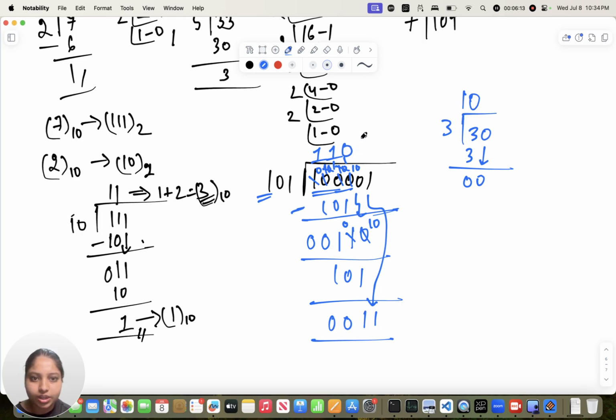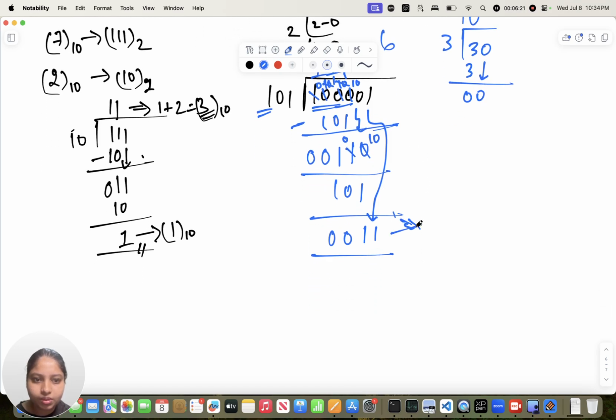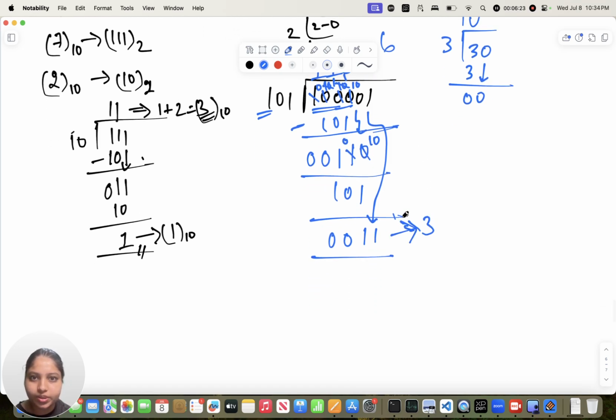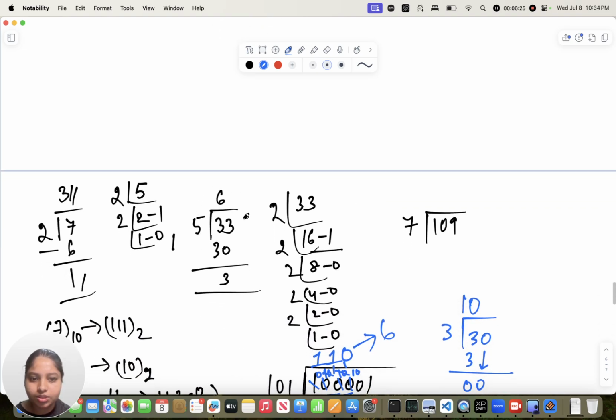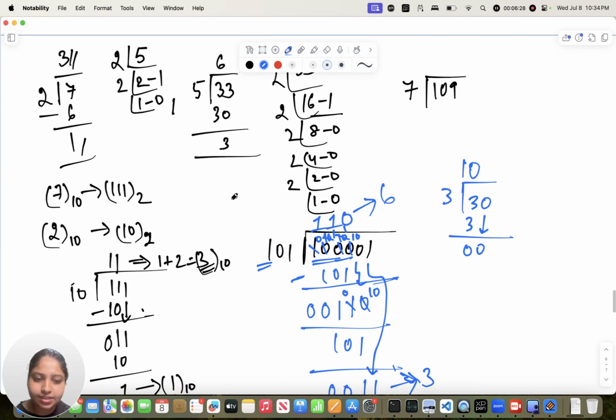Got it? So now this number is basically 2 plus 4, which is 6, and this number is basically 1 plus 2, which is 3. So we got the same values. So the quotient as 6 and the remainder as 3.